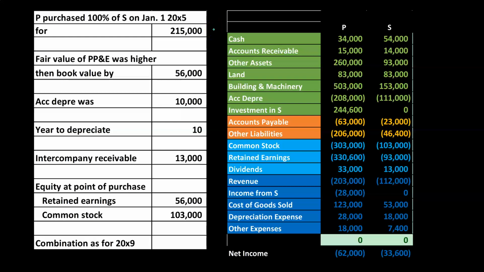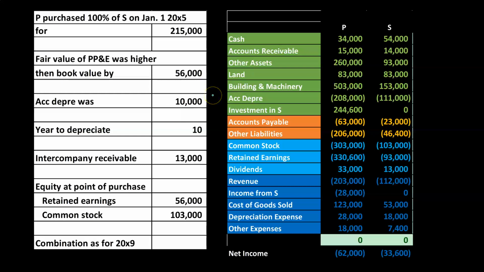January. Price, $215,000. The fair value of the property, plant, and equipment or depreciable assets was higher than the book value by $56,000. So we're going to have to deal with that as we do our consolidation. As we deal with that, we will also be dealing with the related accumulated depreciation that's going to accumulate for 5 years that we're going to have to consolidate or deal with at the consolidation each time, because this $56,000 is not going to be recorded by S during their process because it's part of the consolidation. So that's going to be our major thing that we'll be focusing in on.